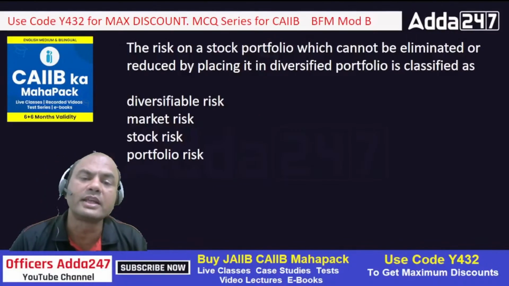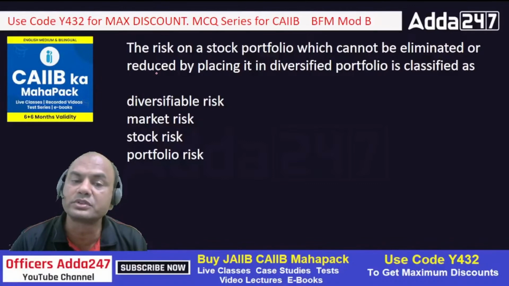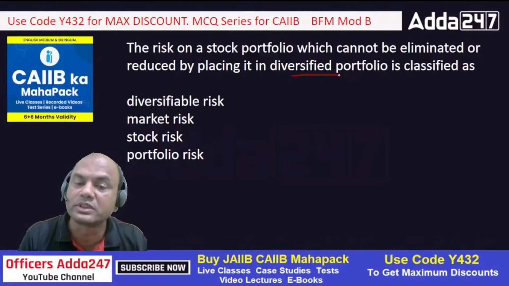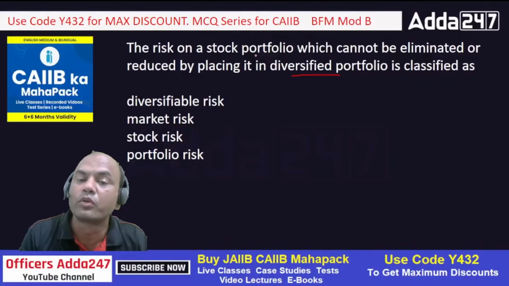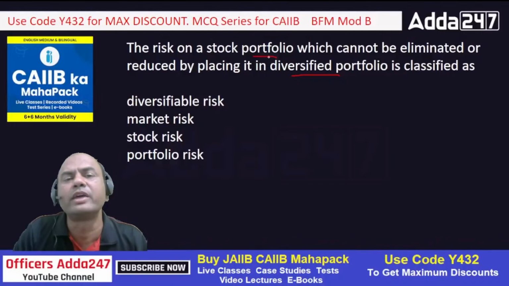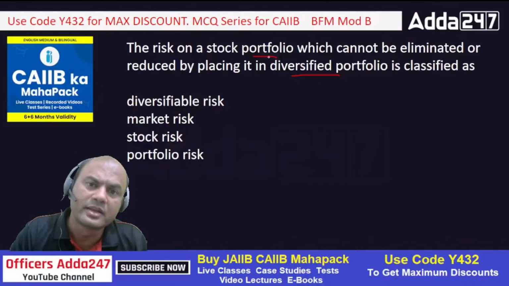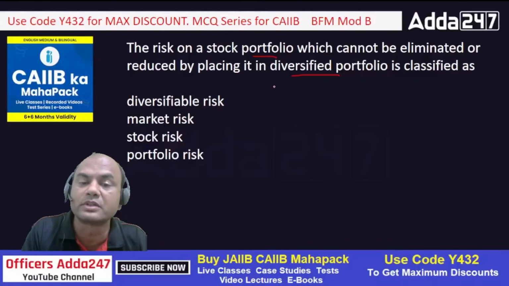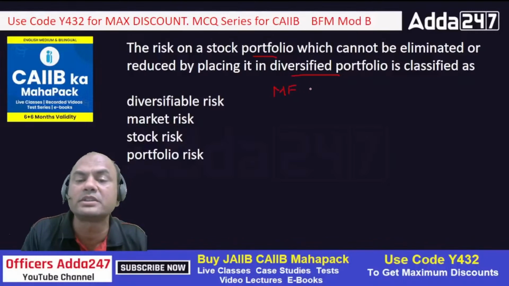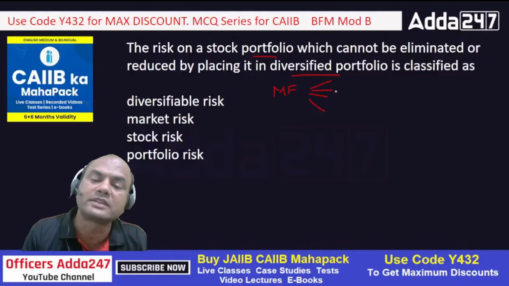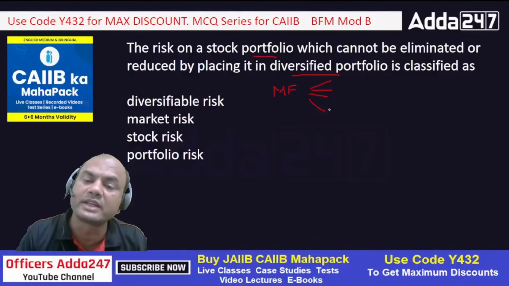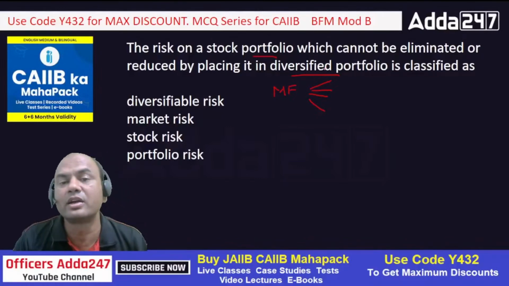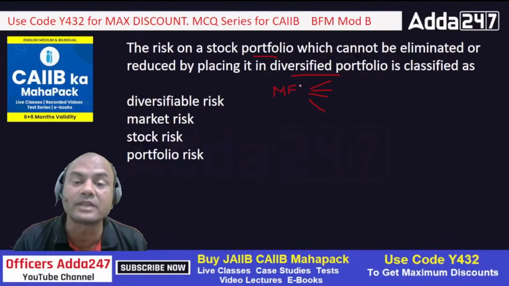The risk on the stock portfolio which cannot be eliminated or reduced by placing it in a diversified portfolio is classified as what? Let's first understand portfolio risk. A portfolio is a combination of various stocks or bonds. If I buy various bonds, there is very little chance that all of them will go down. Some bonds and some stocks will go up, and that is a major advantage. That's why mutual funds exist. An MF is a combination of many stocks and bonds. I invest in Reliance, Tata, Adani and various other stocks. So if one stock goes down, others will support it and maintain my portfolio.